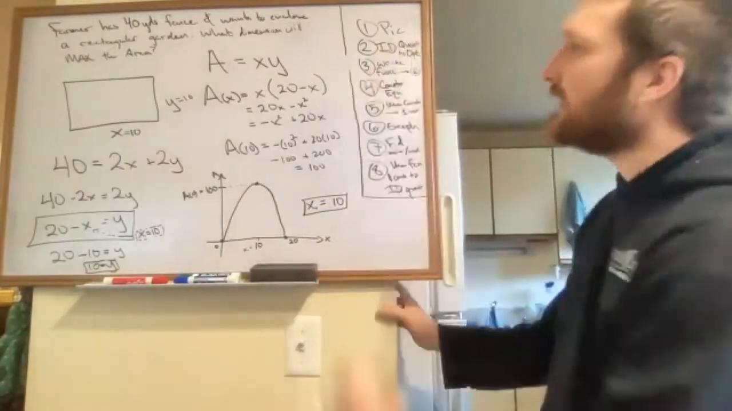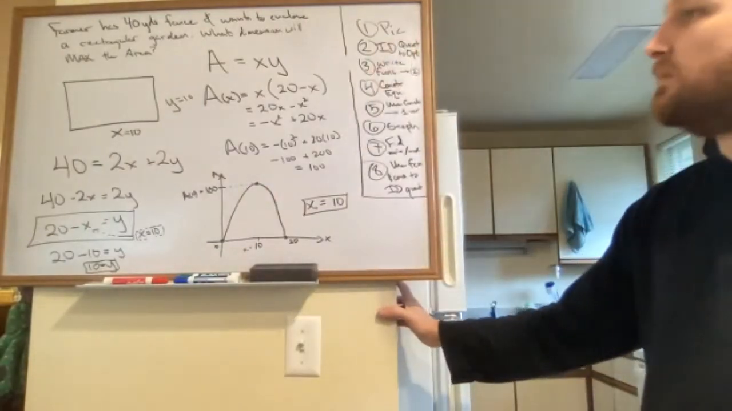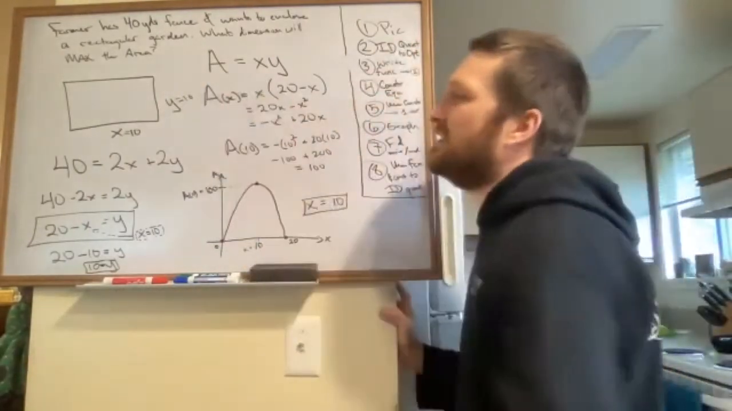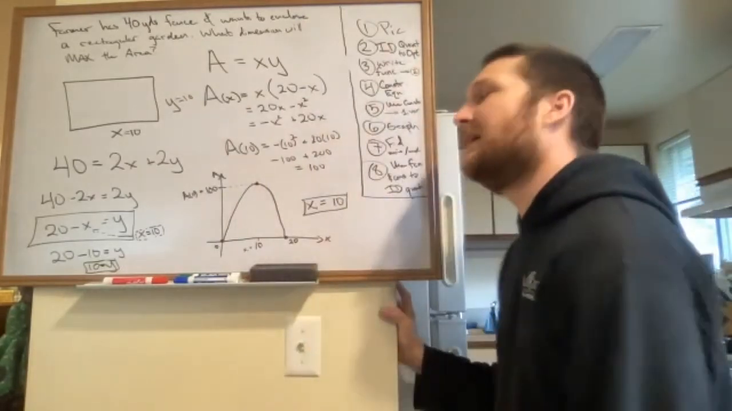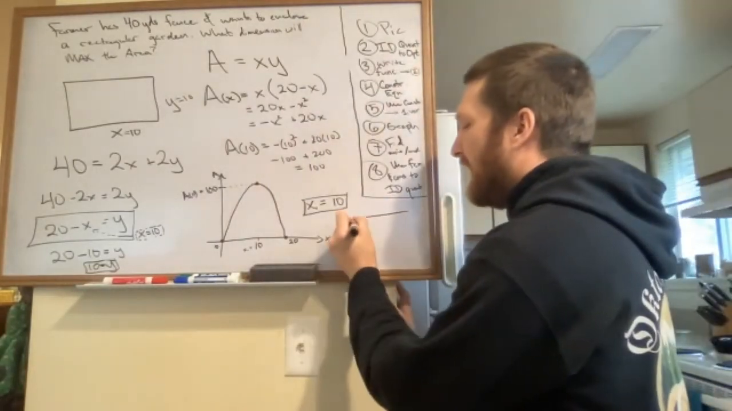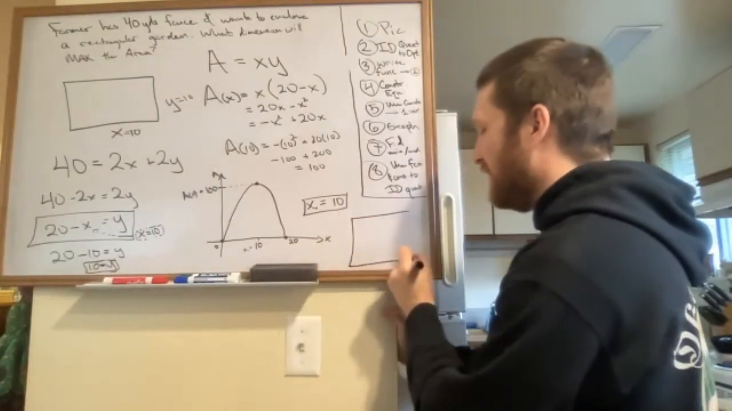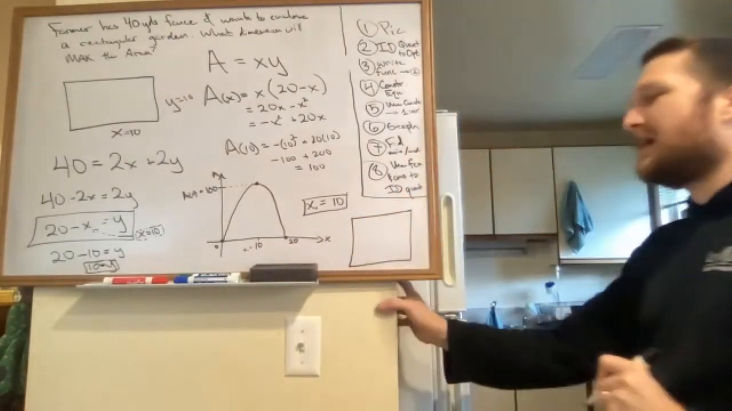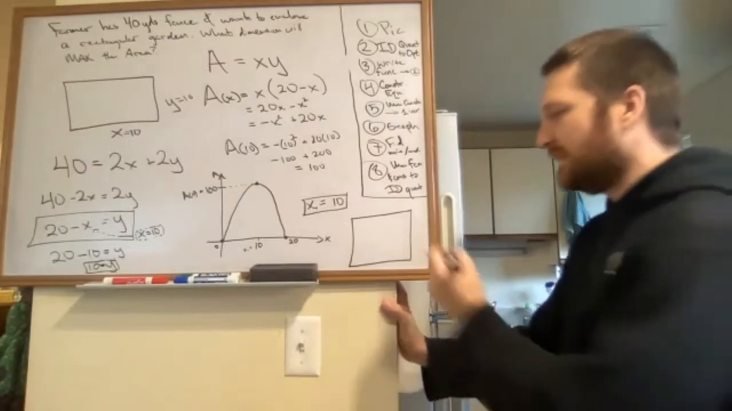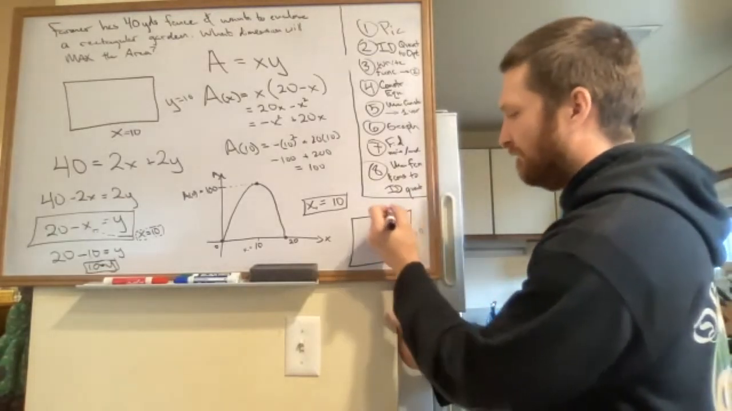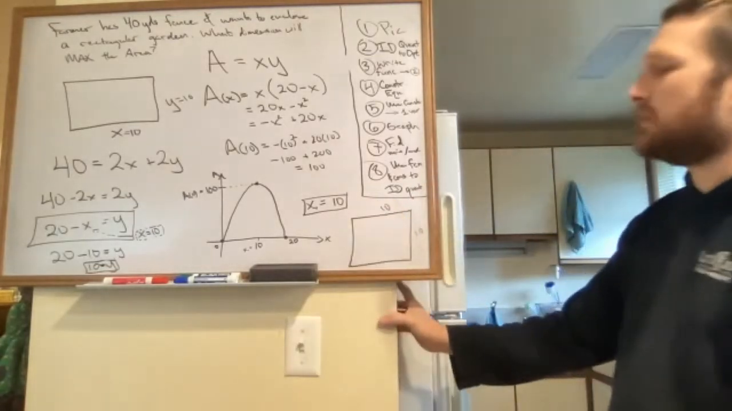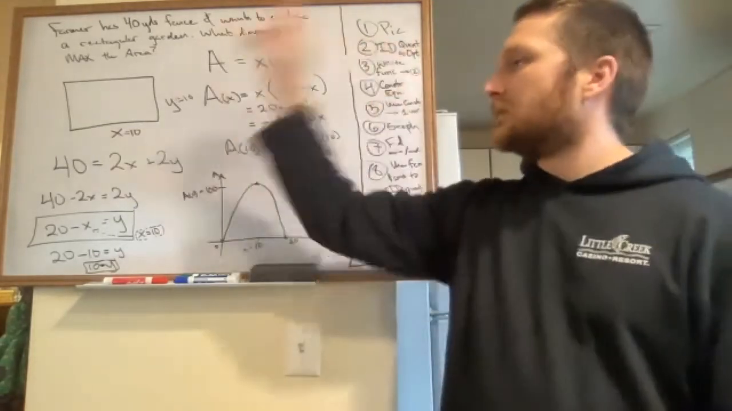And so finally, the dimensions that will maximize the area are when the width is 10 and the length is 10. In other words, the way to maximize a rectangular area is when you have a square. A square maximizes a rectangular area.